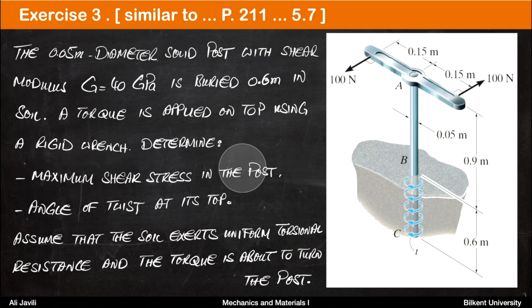Determine the maximum shear stress in the post and the angle of twist at its top. Assume that the soil exerts uniform torsional resistance and the torque is about to turn the post. Okay, so the torque that we apply is about to turn it, but it's not yet turning it. It's just before that. And also the resistance that you get at the soil is a uniform distribution. So it's a load with the density, or a torque with a density t. Okay, so t is sort of torque per meter if you want.